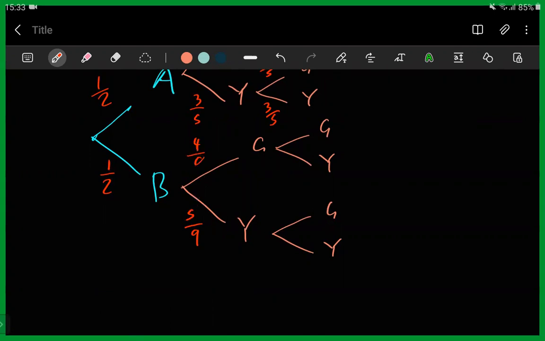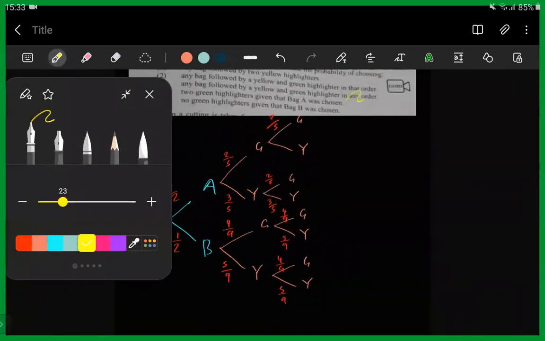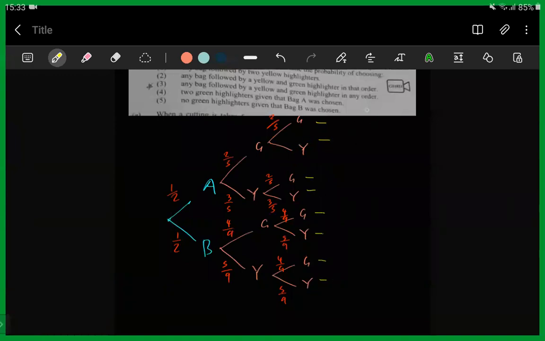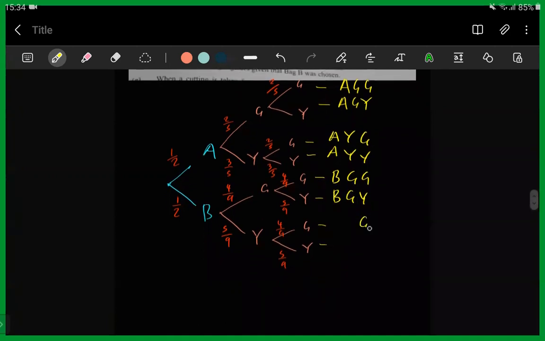5 yellow, 4 green. So the total outcomes here are as follows: 1, 2, 3, 4, 5, 6, 7, 8 outcomes. You can have green then green with bag A, yellow then green with bag A, green then yellow with bag A, and yellow then yellow with bag A. Then for bag B, you have green then green, yellow then green, green then yellow, and yellow then yellow.